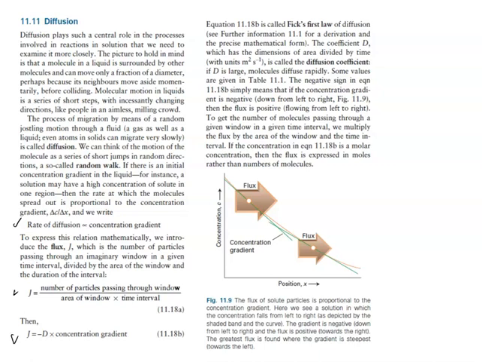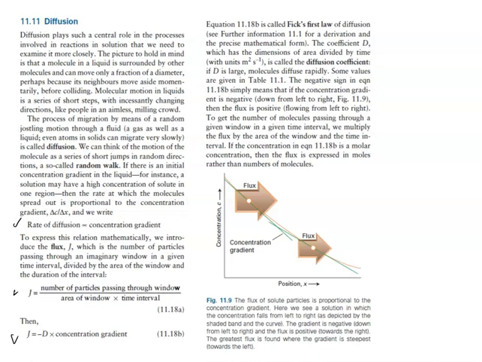To get the number of molecules passing through a given window in a given time interval, we multiply the flux by the area of the window and the time interval. If the concentration in equation 11.18b is a molar concentration, then the flux is expressed in moles rather than number of molecules.